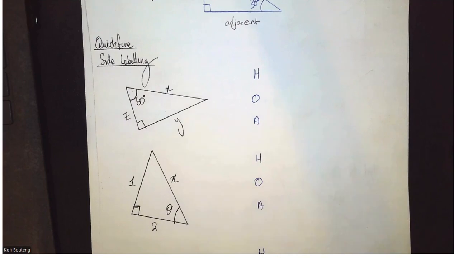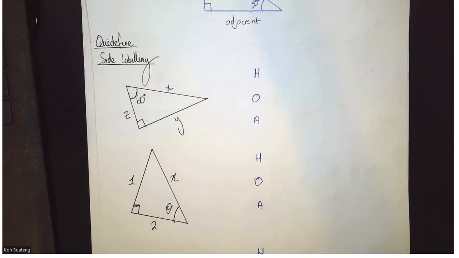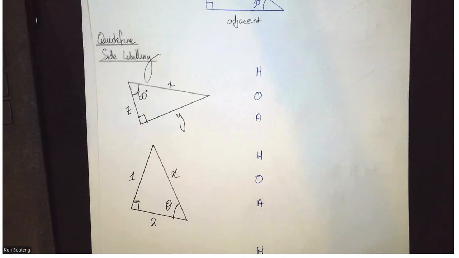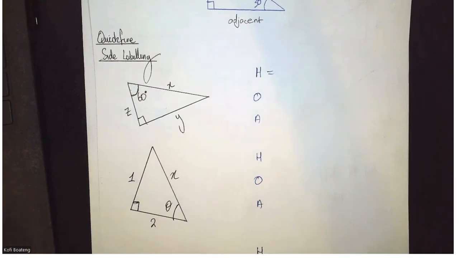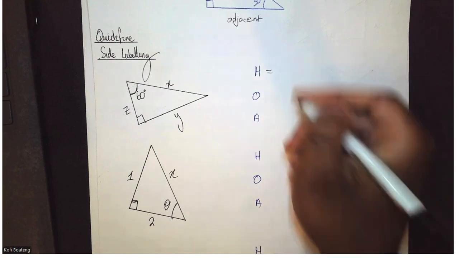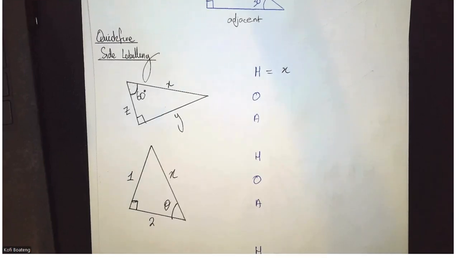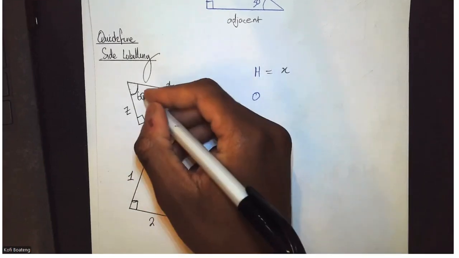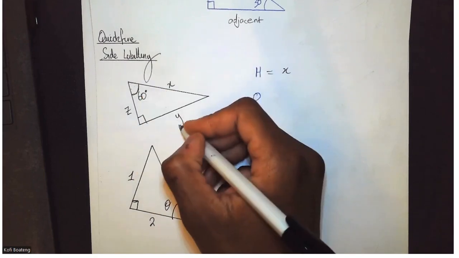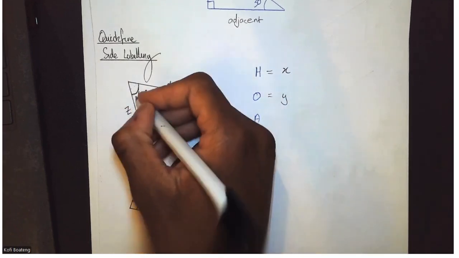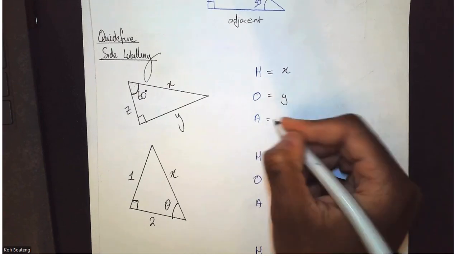So let's start with the first one here. We've got a right angle triangle. Our angle of interest is 60 degrees. And we need to find out what the hypotenuse, opposite, and adjacent are in this specific case here. Now, the hypotenuse in this specific case is x, because it's the side directly opposite the right angle. The opposite, the side opposite the angle of interest, which is 60 degrees, must be y. And therefore, the side next to 60 degrees, or the adjacent, is z.